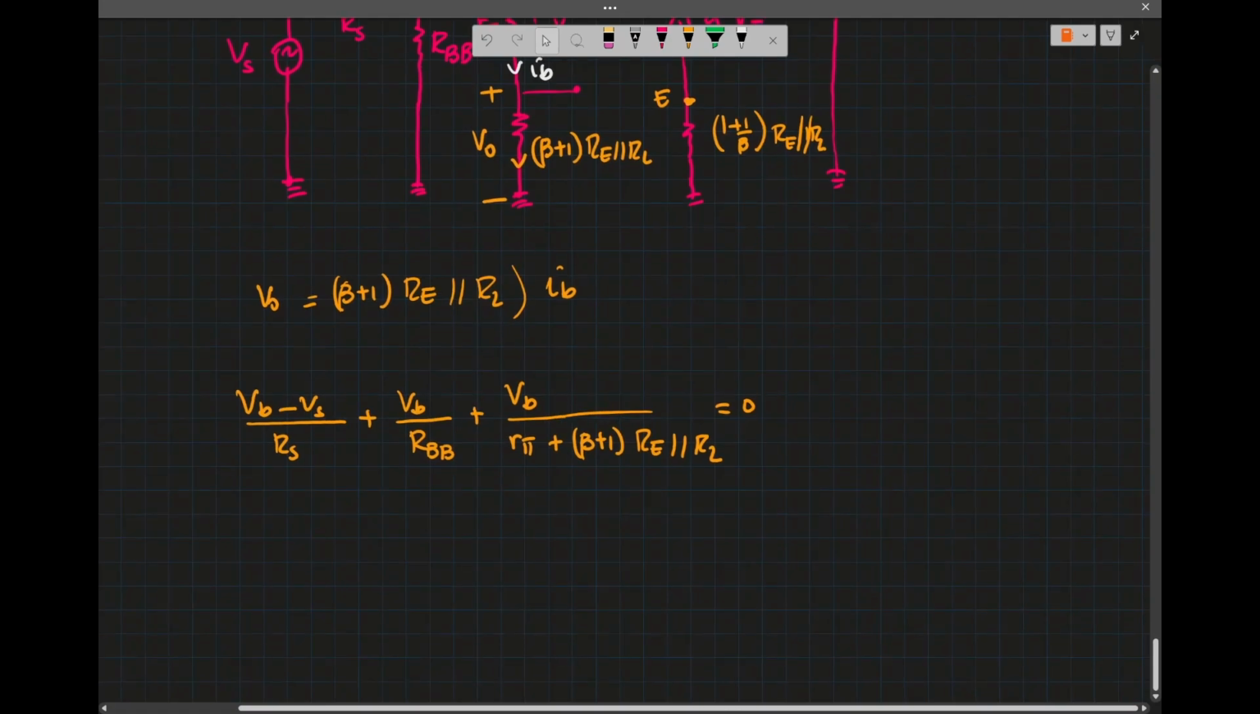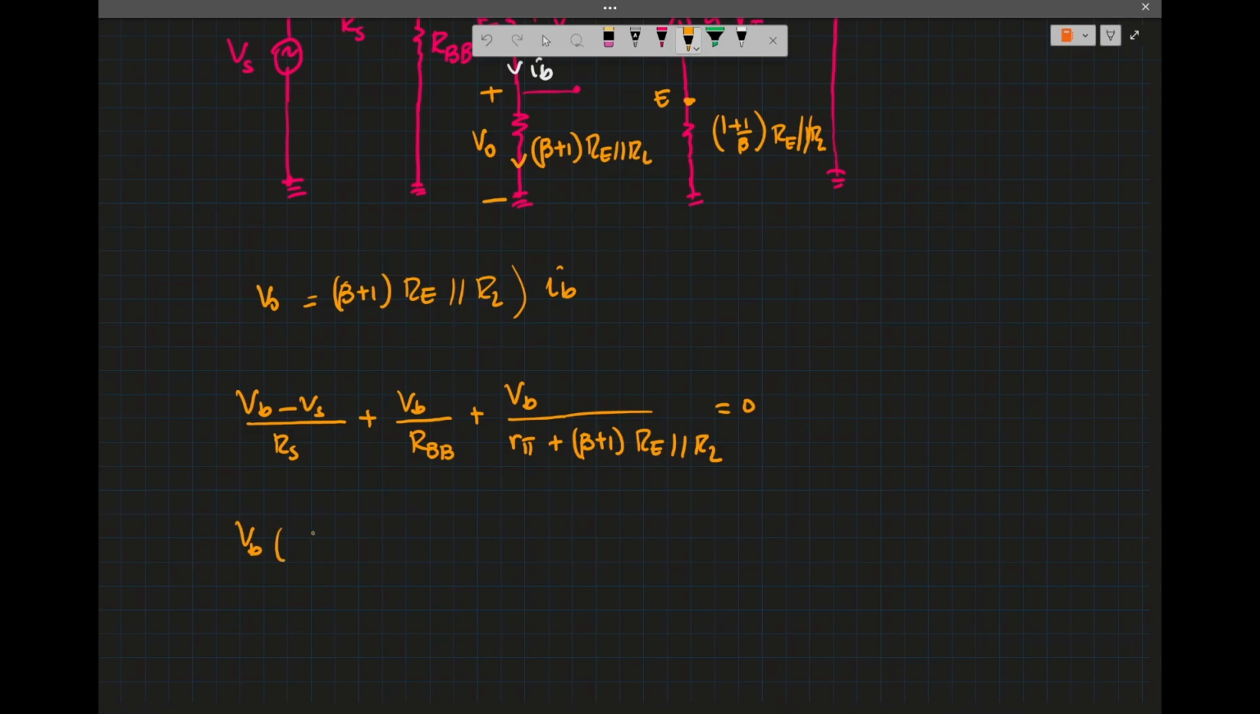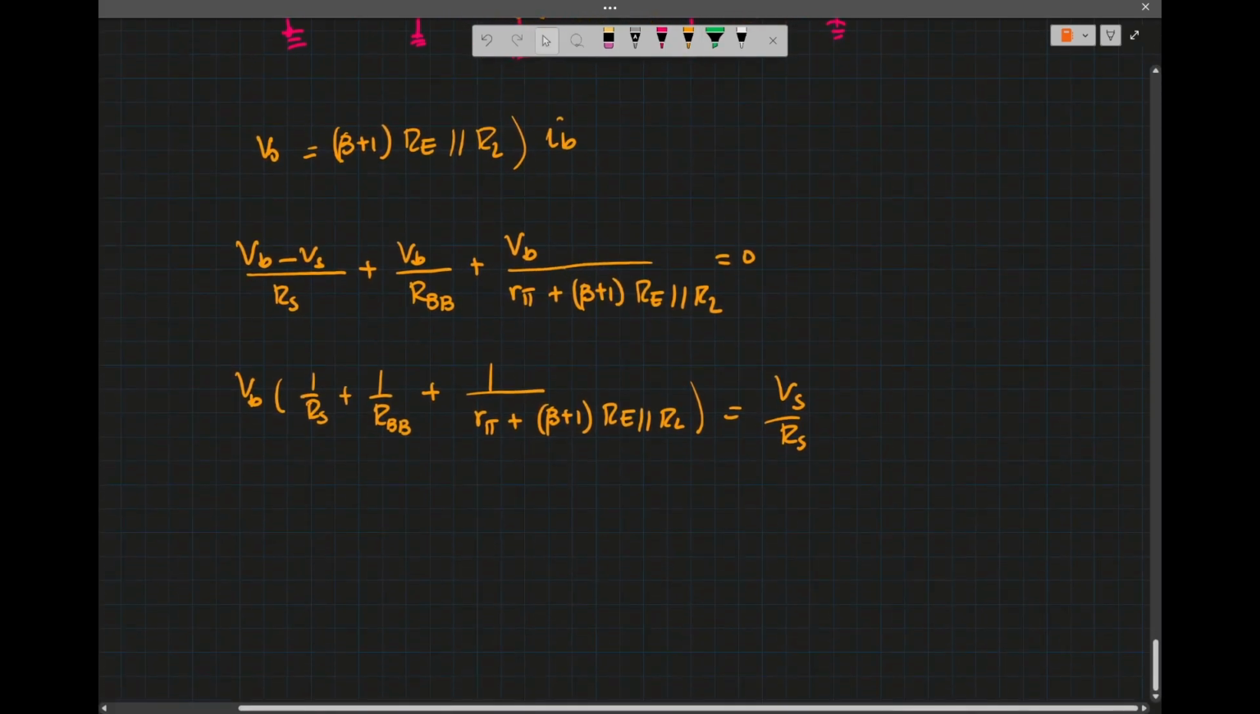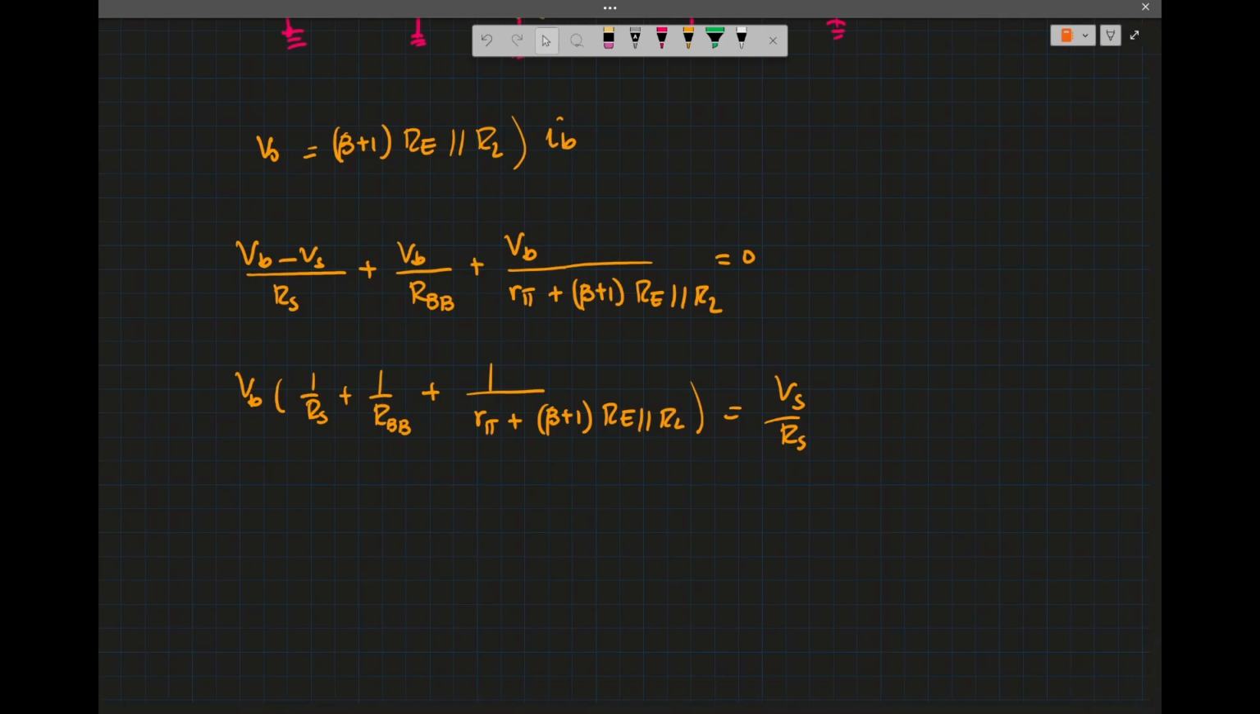So then I will write this equation: 1 over RS plus 1 over RBB plus 1 over R pi plus beta plus 1 RE parallel R load, equal to VS over RS. Okay, so I can find VB from here.